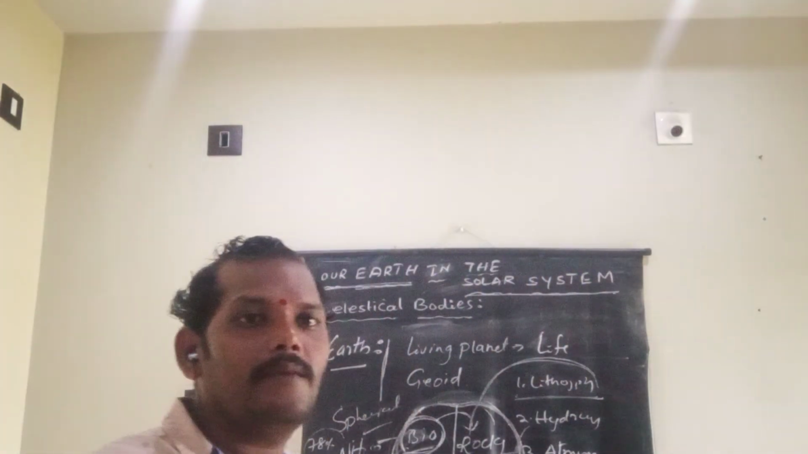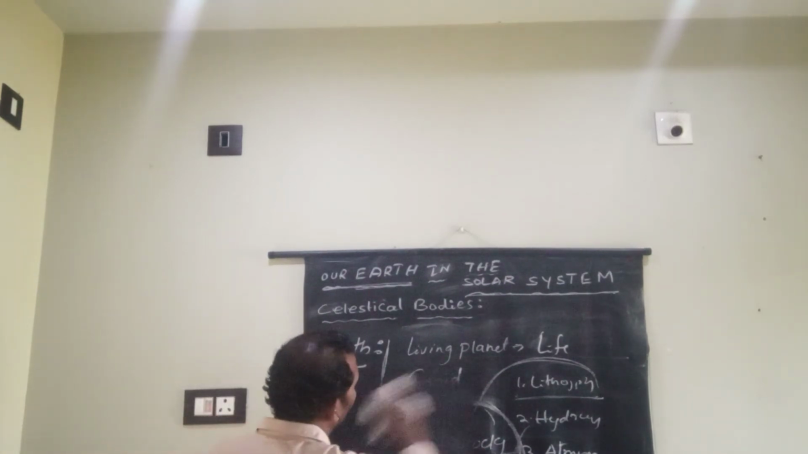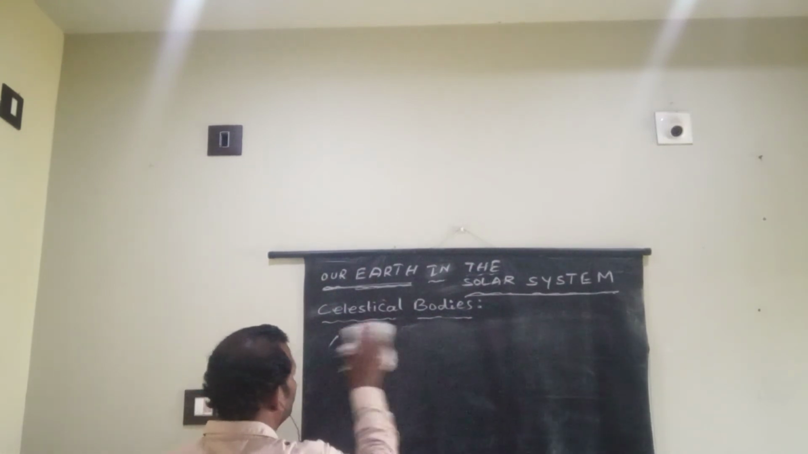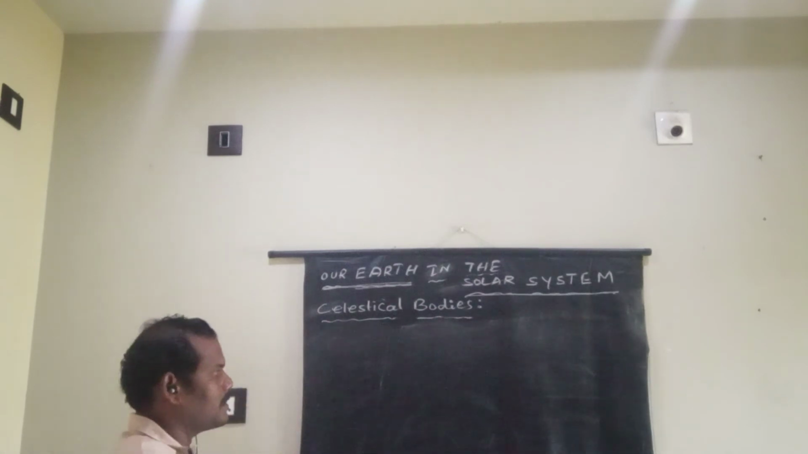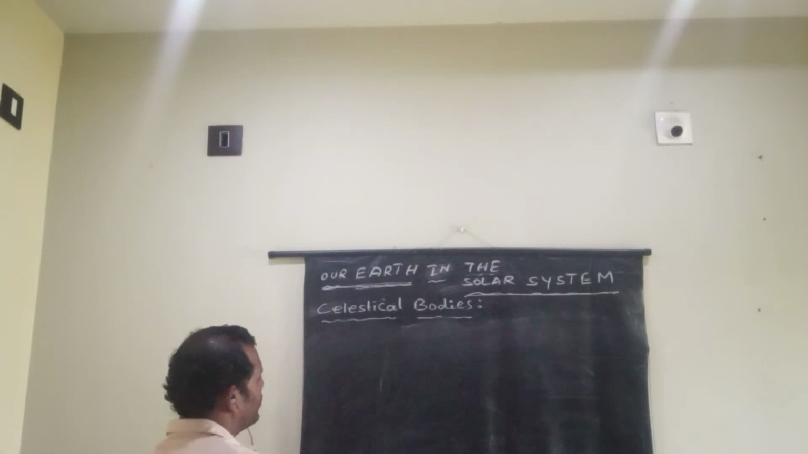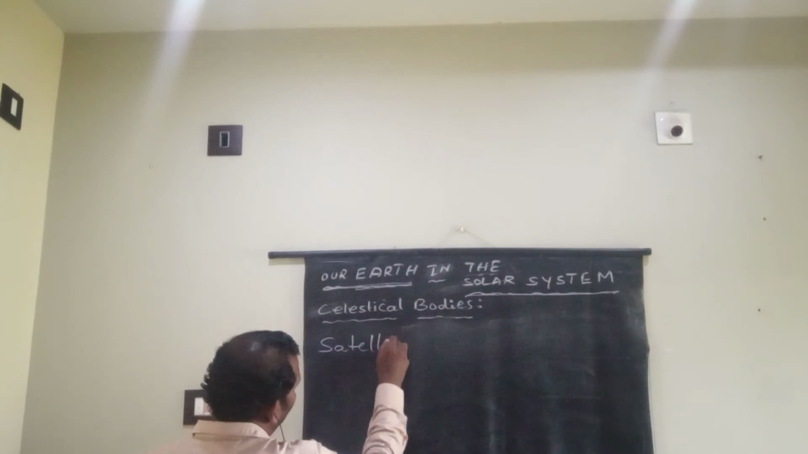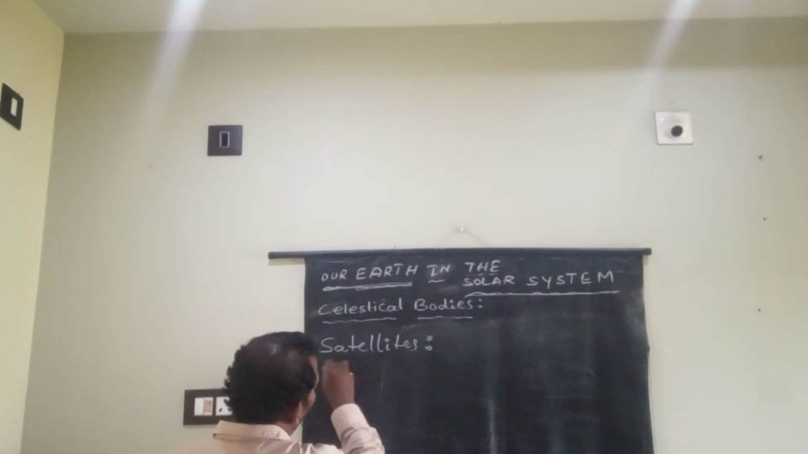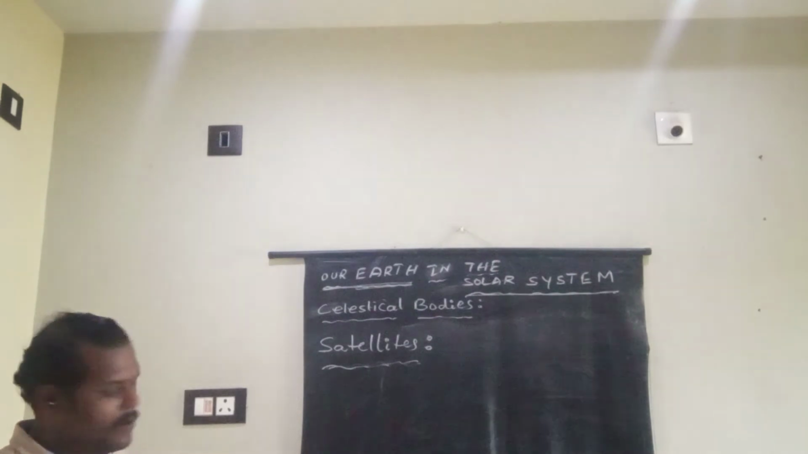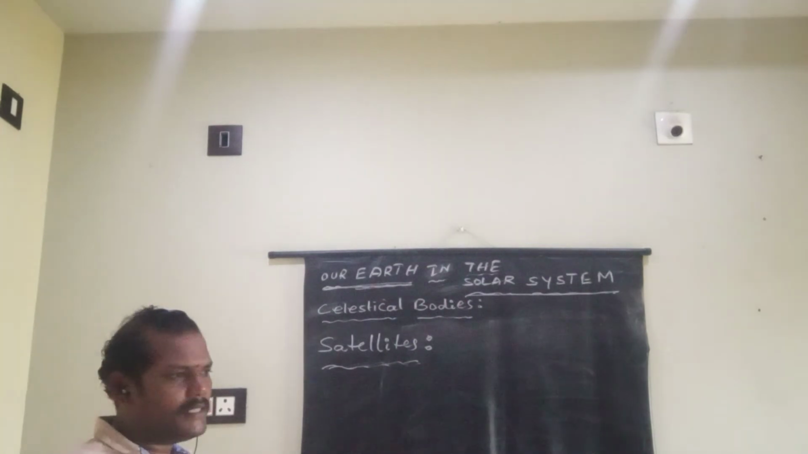Next, in this lesson, satellites. Satellites are another important celestial bodies in the solar system. Already I gave the definition of satellites. What is it called? It also moves around the sun. Just now take a look.